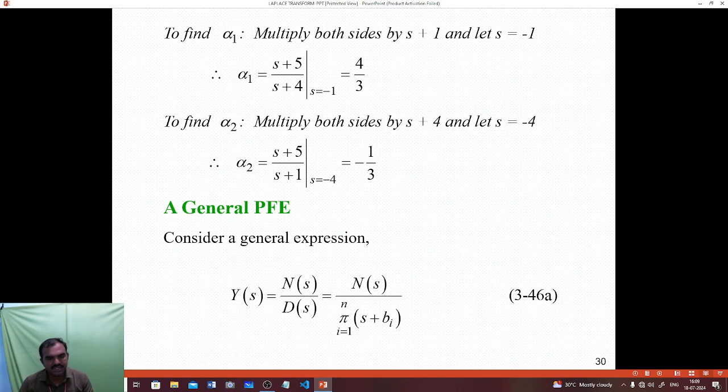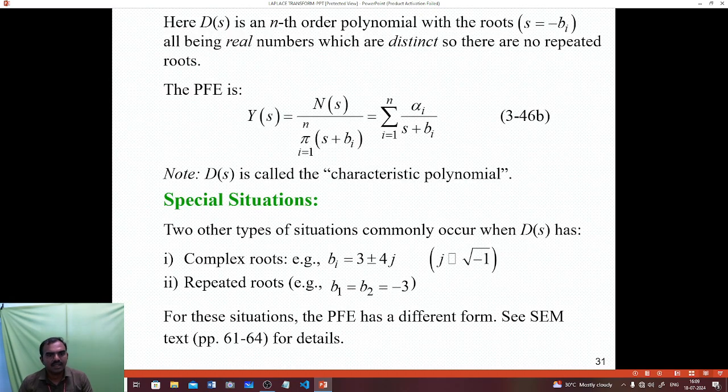So consider the general expression Y of s, numerator divided by denominator, N of s by D of s. N of s divided by the product for i equal to 1 to n of s plus b i. Here D of s is an nth order polynomial with the roots in the denominator, all being real numbers which are distinct, so there are no repeated roots. Then the partial fraction equation is Y of s equal to the sum for i equal to 1 to n of alpha i divided by s plus b i. So D of s is called the characteristic polynomial.